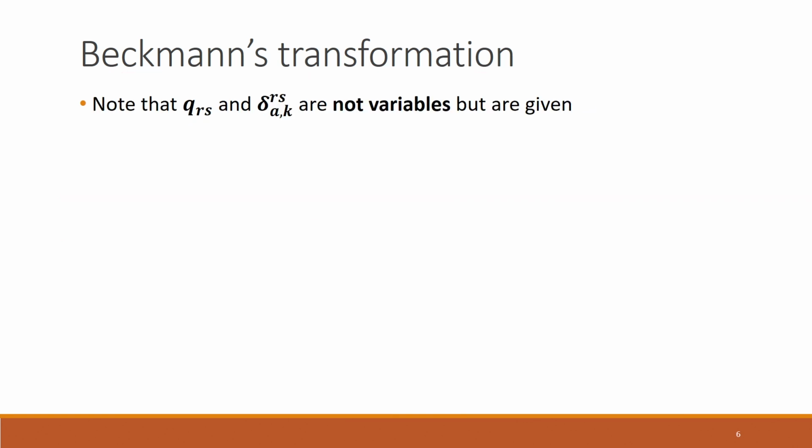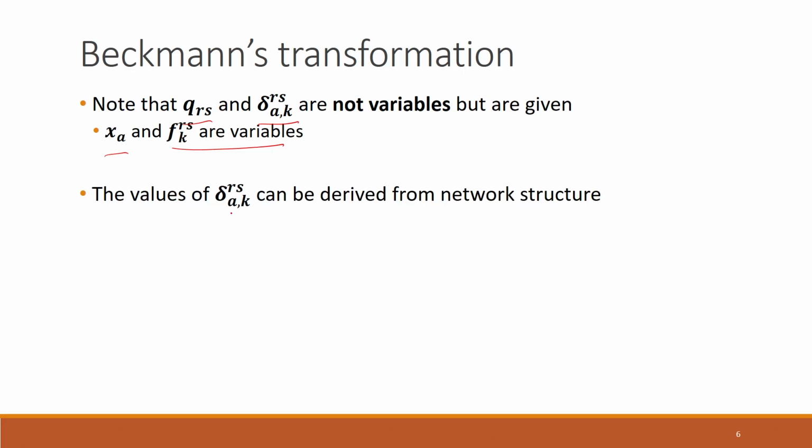So QRS and delta AKRS are not variables but are given, as I mentioned, but XA and FKRS are variables, because we don't know the link flows and the path flows before solving the user equilibrium problem. The values delta AKRS can be derived from the network structure. So let us see an example to understand that.